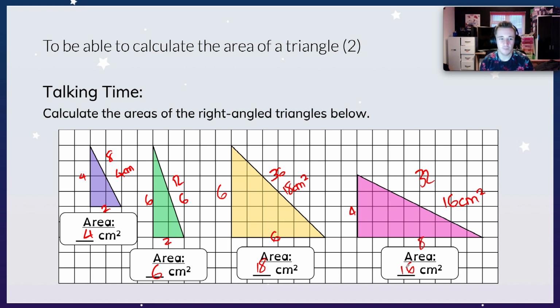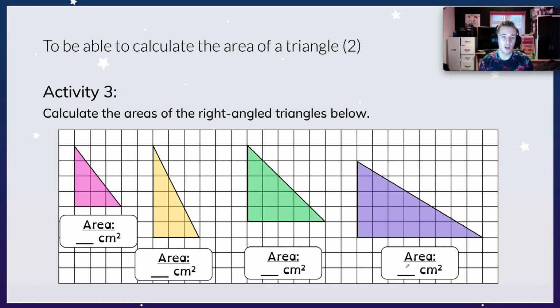Like so. Let's see if we've got it right. 4, 6, 18, 16. Bang on. Activity 3 then is for you to have a go at 4 of them on your own. Can you find the area, please, of those right angle triangles? Remember, don't count the squares, do the calculation.